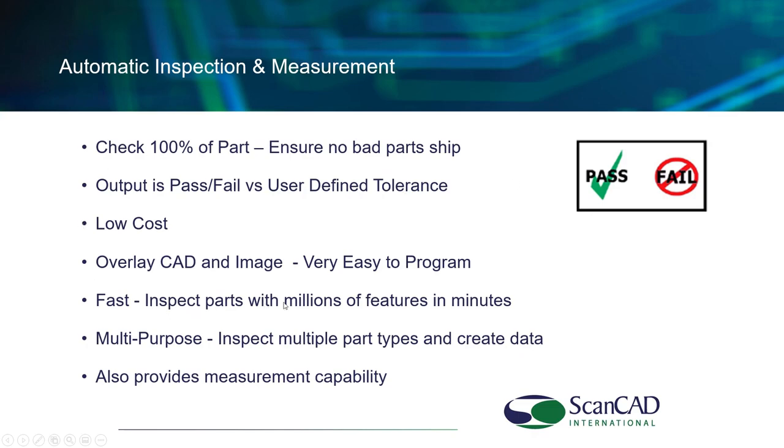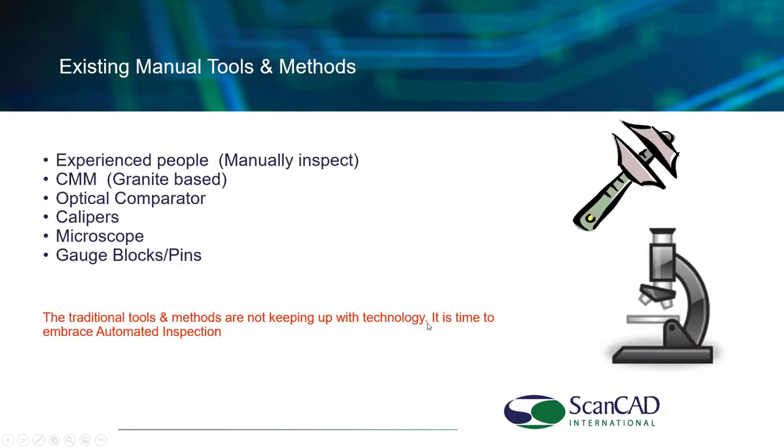It's literally inspecting millions of features in minutes on a part. Typical inspections are about 5 minutes. Again, this is a low-cost system. We are using CAD data over the image. In some cases, if you wish, you can use Golden Board. Does the system provide measurement capability? Yes. You obviously could do those individual measurements if you want, but the focus is truly 100% inspection.